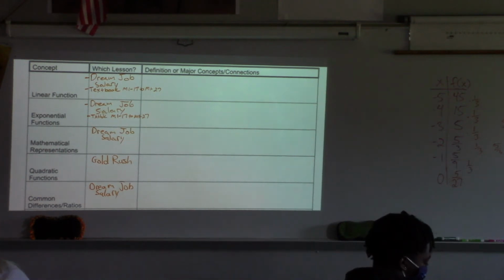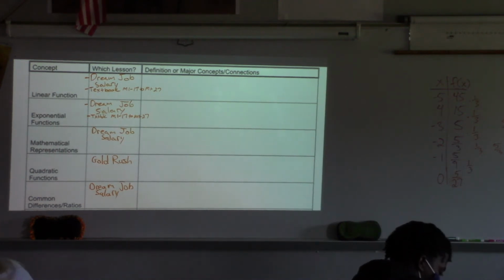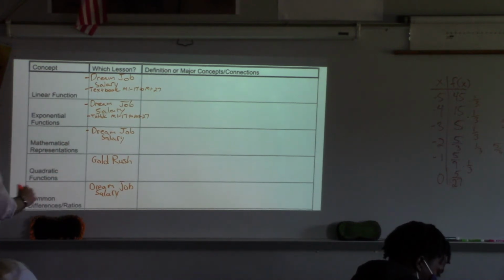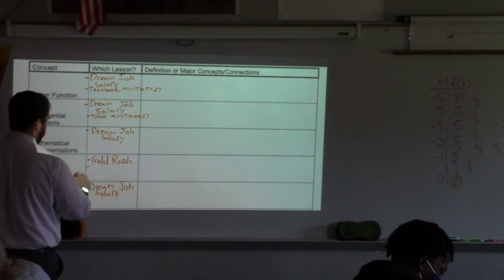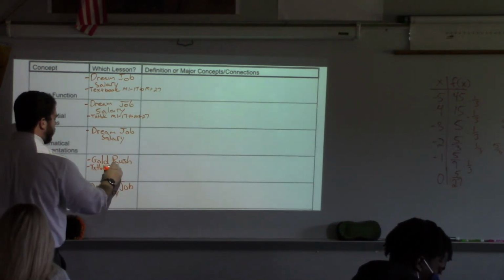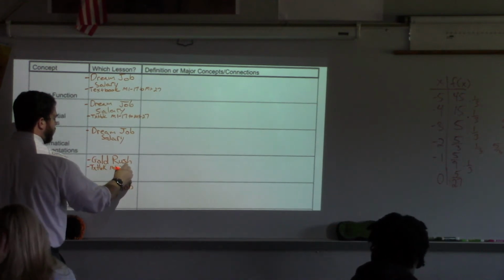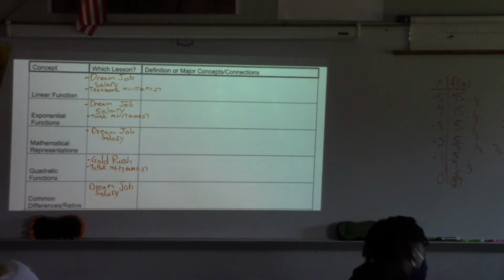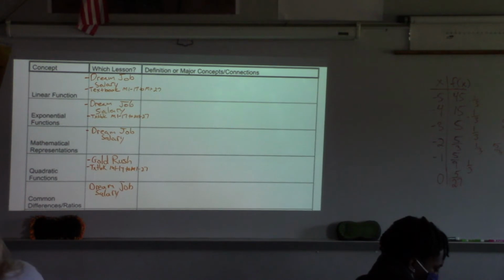Does that lesson from the textbook help us see any of these other ideas? Quadratic. Yeah, because we're about to get into quadratics more heavily. So textbook M1-17 to M1-27. And the common differences and ratios kind of showed up within that task, but that's probably not where I would primarily focus. Okay. I think the mathematical representations did show up within Gold Rush as well.